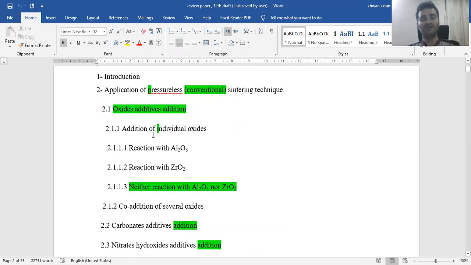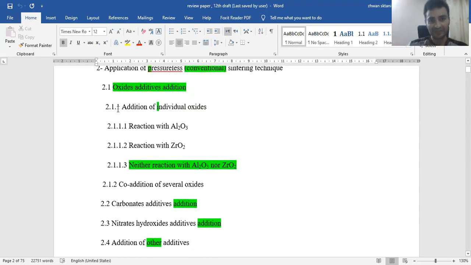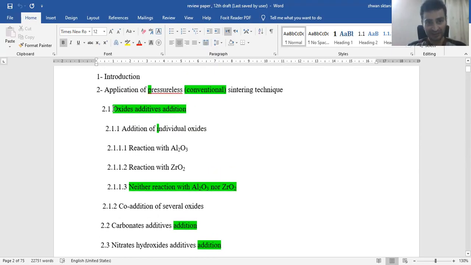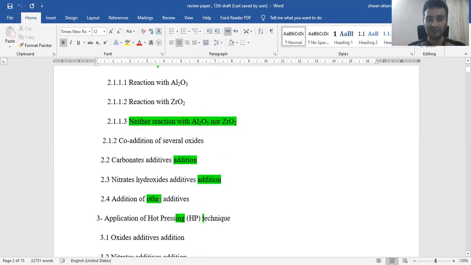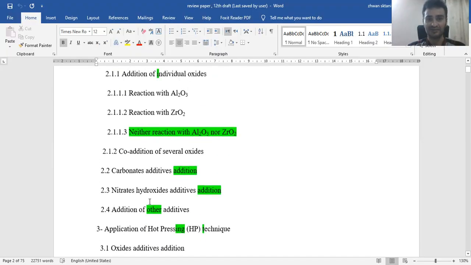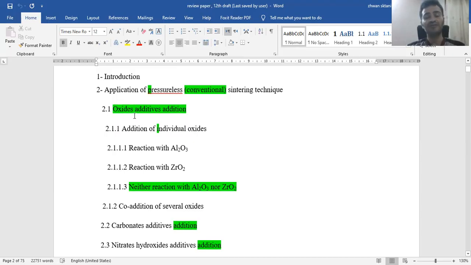And from each of them, for example, in my case, pressureless sintering is the most used technique. Again, I have subtitles: for example, added oxide, added carbonate, addition of nitrate, addition of other additives. And from each of them, I found the oxide additive is the most used one.